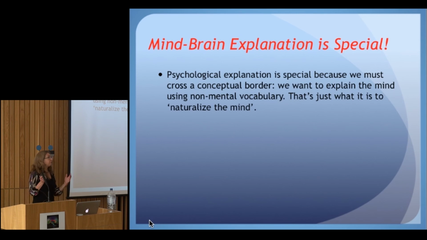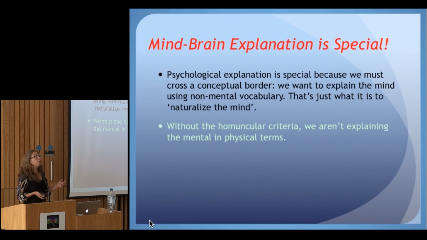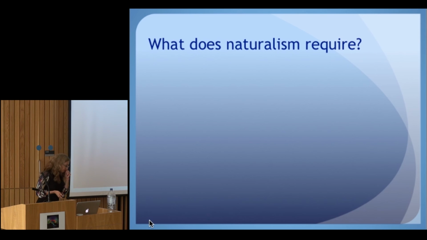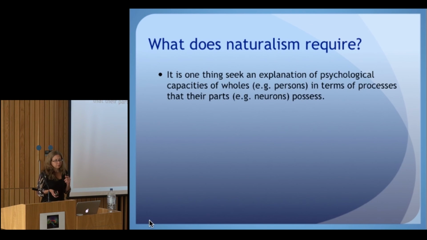Okay, so just what I said, psychological explanation is special because you've got this conceptual boundary that you've got to cross. We want to explain the mind in a non-mental vocabulary. That's what it is to naturalize the mind. And if you don't have the homuncular criteria, then you're not explaining the mind in physical terms. That's the basic idea, I think. And so this raises the very general question of what naturalism, in terms of naturalizing the mind, what does that require?